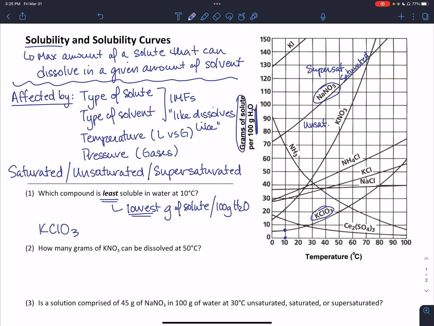Another type of question is like number 2: how many grams of KNO3 can be dissolved at 50 degrees Celsius? Let's say you wanted to prepare a solution. A solubility chart is very handy. If you know the temperature, in this case 50 degrees, you can find your compound on the chart. This is KNO3, so we're right about here. And then you go over and look at the value for solubility.